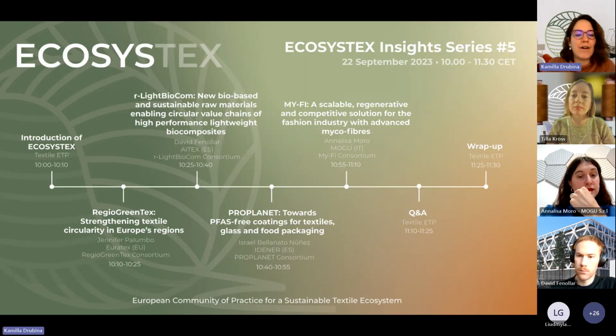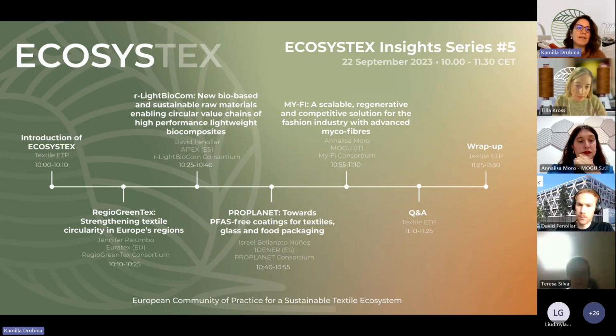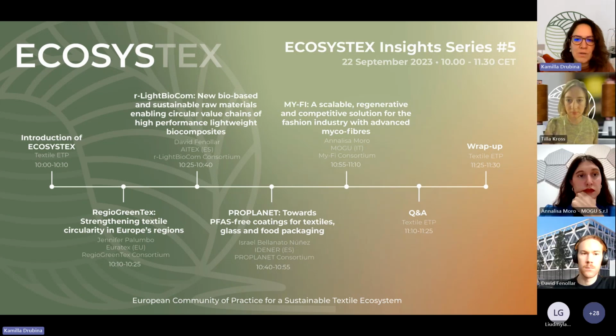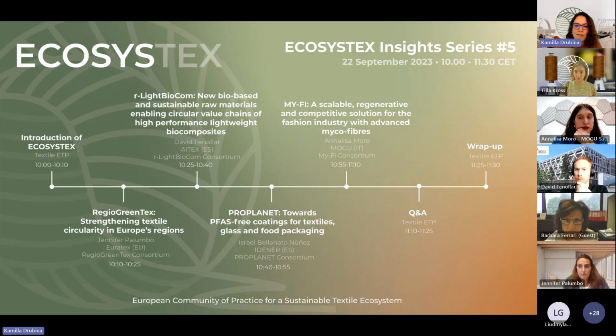Today, we are going to have 4 speakers from 4 ECOSYSTEX member projects. At the beginning, I will give you a short introduction into what ECOSYSTEX is, in case you are here with us in this series for the very first time. Then we are going to hear from RegioGreenTex, R-LIGHTBIOCOM, PROPLANET, and the myco-fibres projects. Then we have a Q&A towards the end of the webinar, where we go through all the questions that you have typed beforehand into the chat, and the speakers will give you the answers. Then we are going to wrap up and aim to finish on time around 11:30.